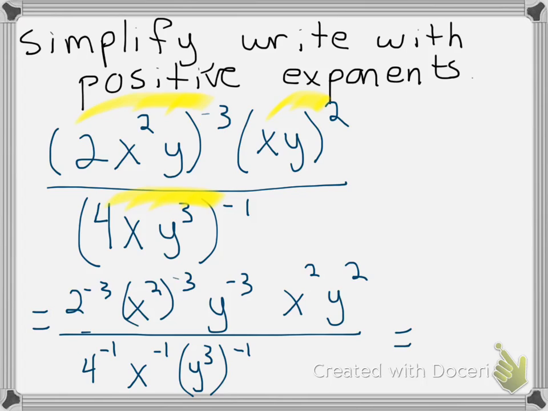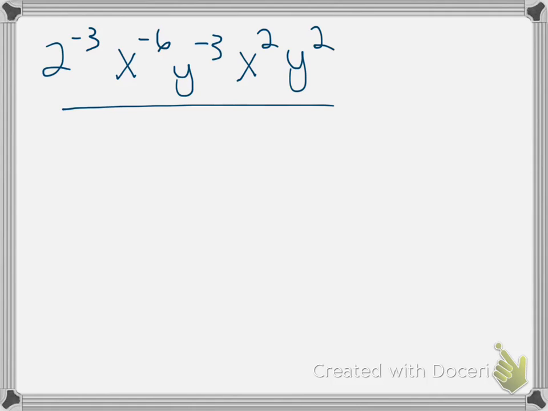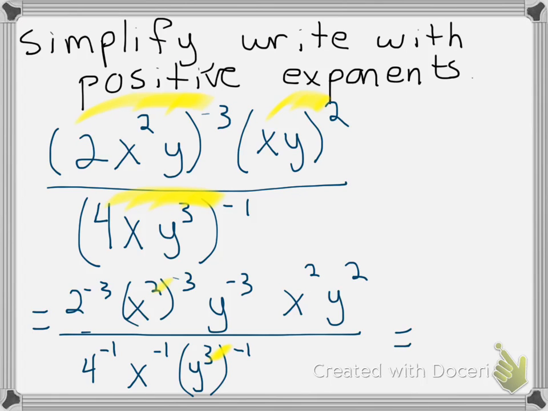Alright, so then we can go ahead and actually deal with these parentheses one last time. Right here, a power to a power, we multiply the exponents. Same thing right here. Power to a power, we multiply the exponents. So this will end up with 2 to the -3, x to the -6, y to the -3, still the x squared, y squared. And then I've got 4 to the -1, x to the -1, and then y to the -3. Again, going back to look, we just simply multiplied those powers.